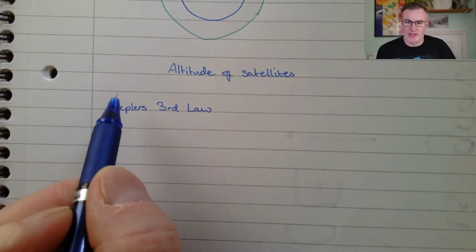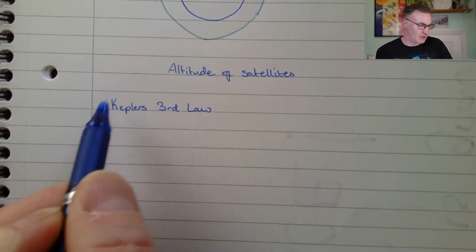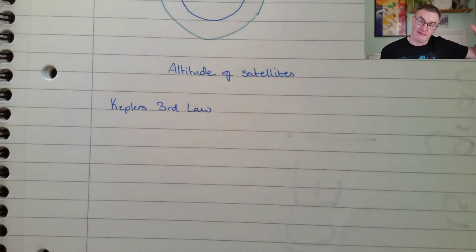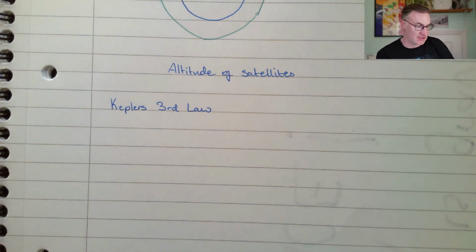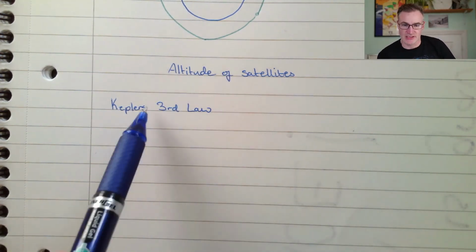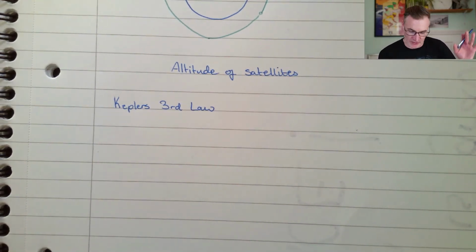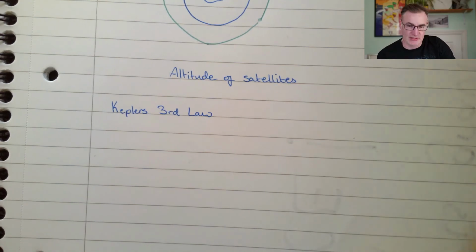So Johann Kepler was a German astronomer. He was alive at the end of the 16th century, beginning of the 17th century, and he came up with, well, obviously you can guess, at least 3 laws of planetary motion. The first 2 we don't really need to worry about.